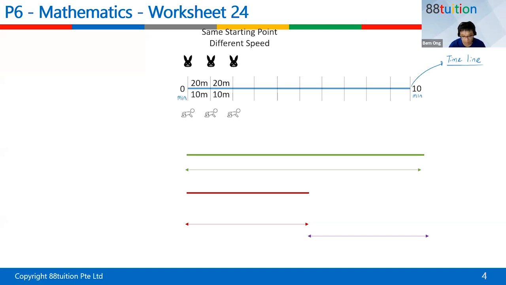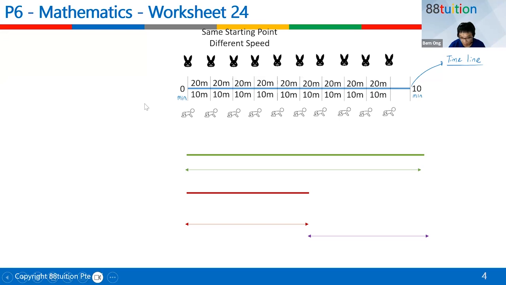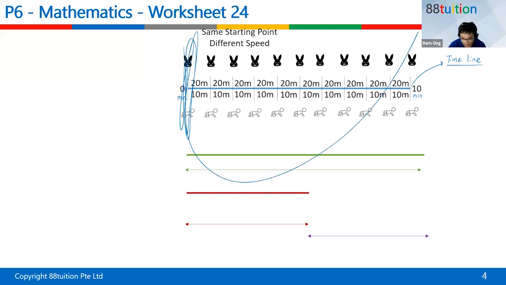Every 1 minute, the rabbit hops 20 meters, but the baby is still going at 10 meters. Every minute now, the rabbit hops 20 meters and the baby crosses 10 meters. But this timeline is not very useful. It doesn't show us who travels farther than whom. It just shows that the start is 0 minutes and the end is 10 minutes. Can you see? The timeline for this case is not very helpful.